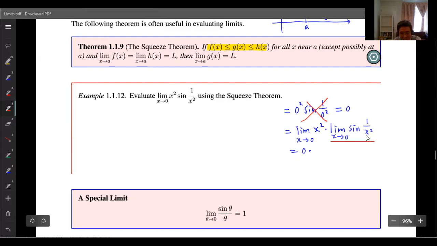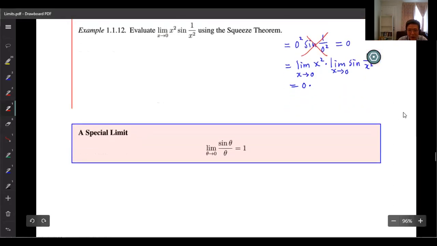You can see this one actually, when x approaches 0, 1 over x can be very, very big, right? But sine, what happens? Sine just oscillates up and down indefinitely. So it never approaches anything fixed. So this one actually does not exist. That's why we cannot use this rule.